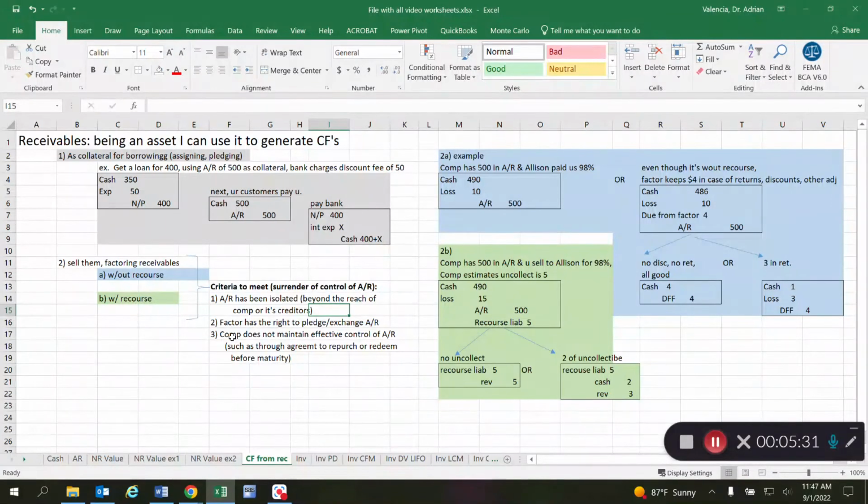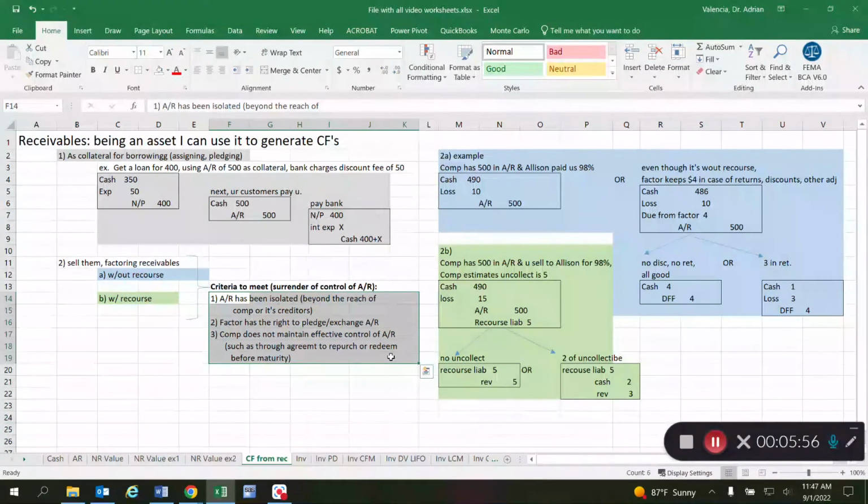And then the third criteria that needs to be met for it to be considered a sale is that the company itself does not maintain effective control over the accounts receivable. So, an effective control could be through an agreement to have to repurchase or redeem those receivables before maturity. So with these 3 items that we want to make sure occur, we are verifying that the company actually has surrendered control of the AR. And if that is the case, then the company can recognize it as a sale.